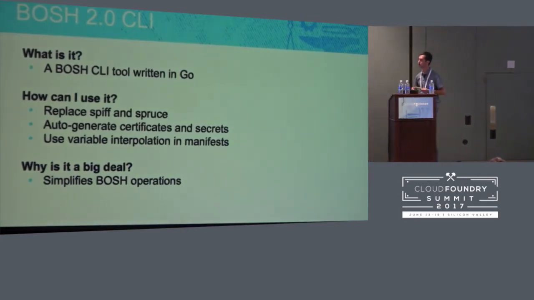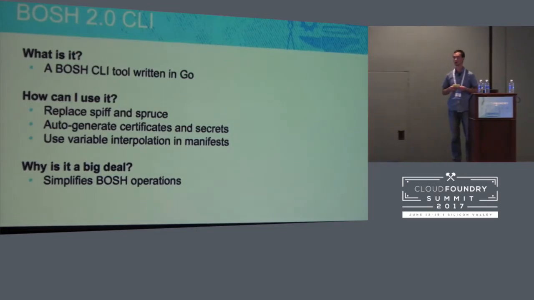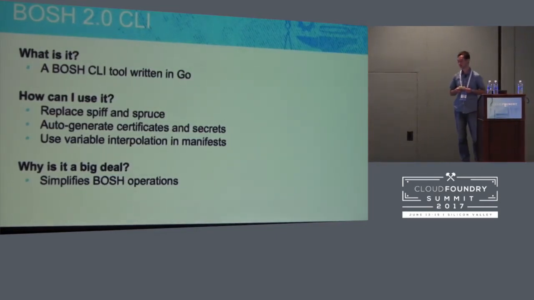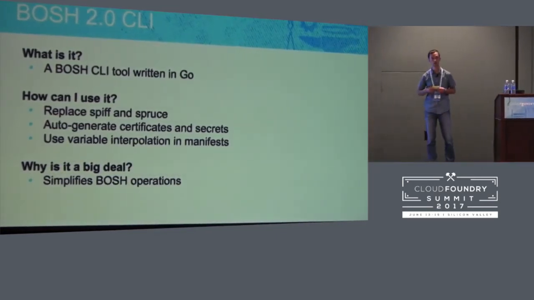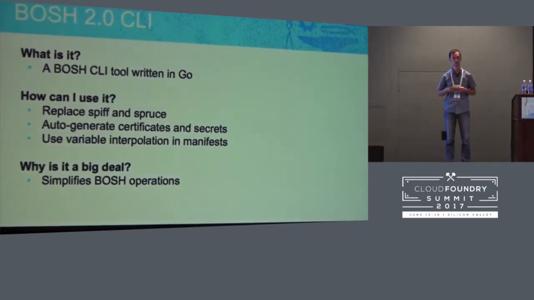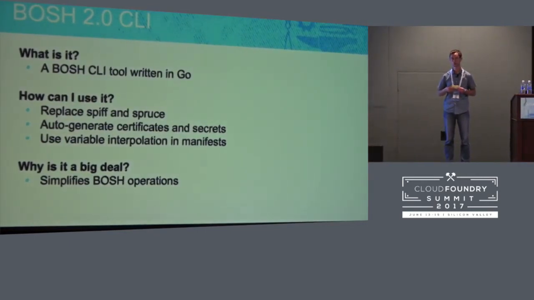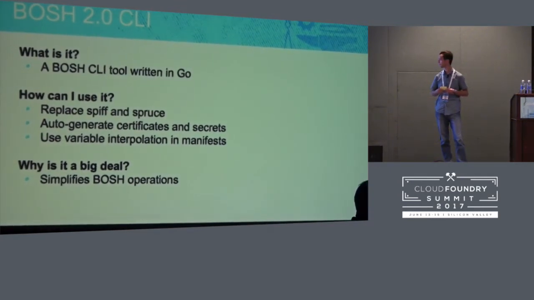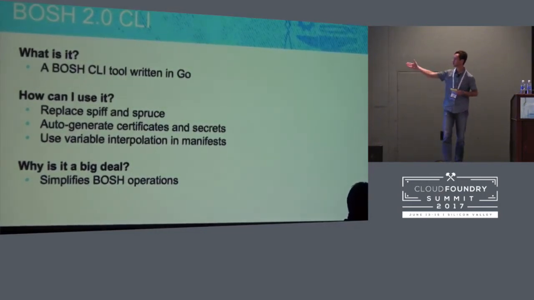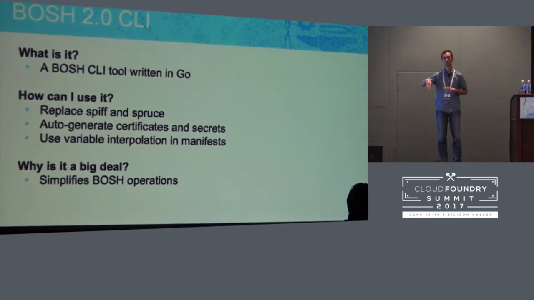Before the BOSH 2 CLI was available, to do TLS encryption of traffic in Cloud Foundry, you needed to generate certificates manually and then insert them into the manifest. And the manifests became huge. I think I saw a 5,000-line manifest in practice, and they were very hard to manage. Now you can generate these secrets, and they will be stored locally in your file.